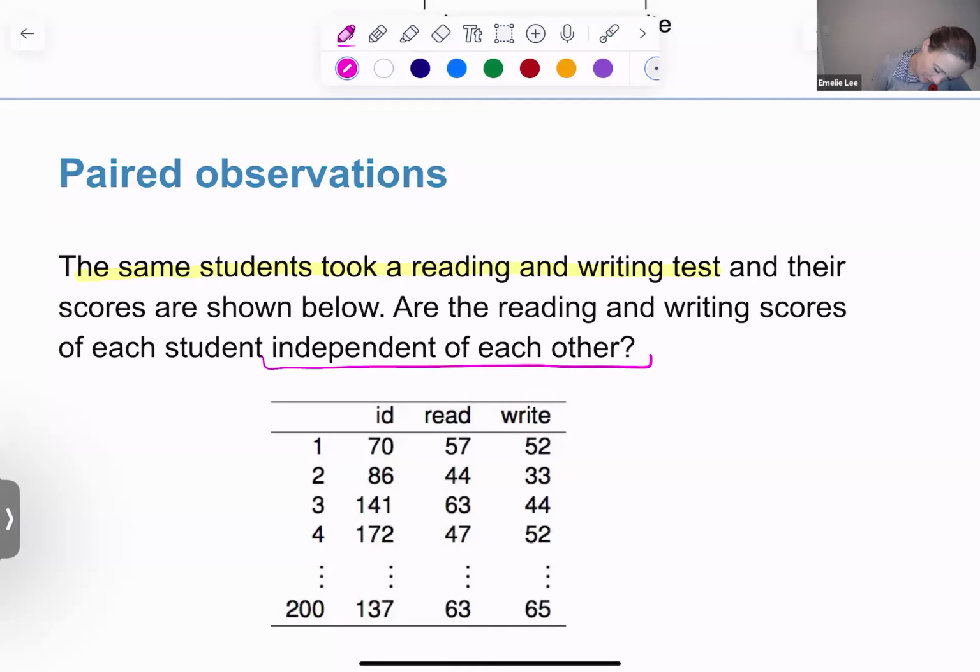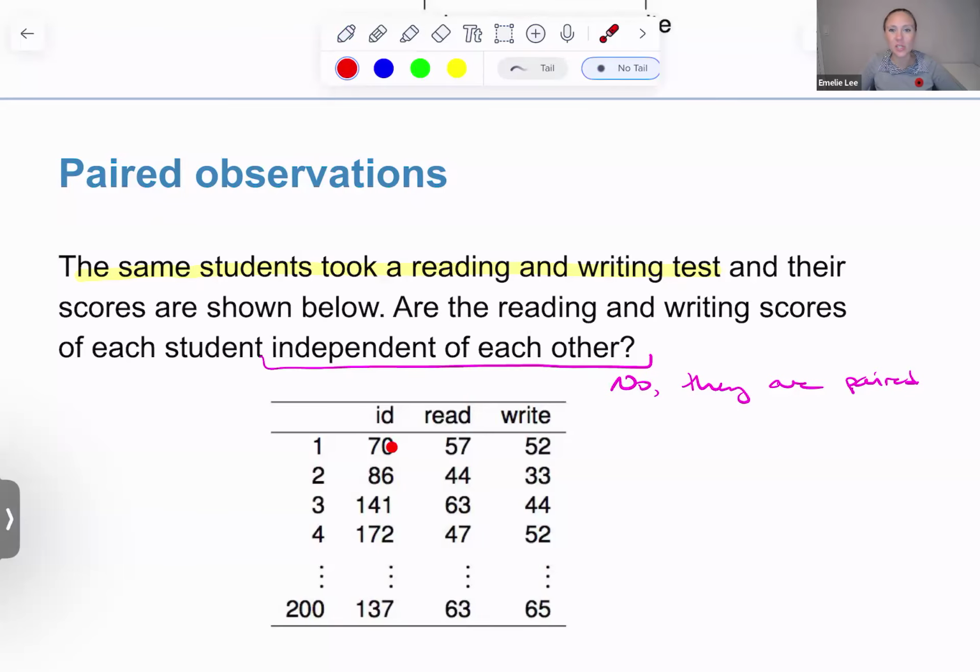Independent of each other? No, they are paired. That's okay. It just is how we identify this type of data, this type of question: paired data. If you have this paired information, we'll know how to deal with that. And so that's what we're introducing here.